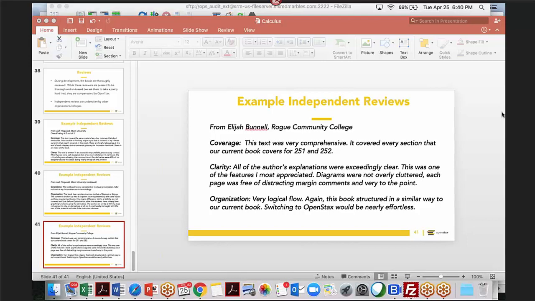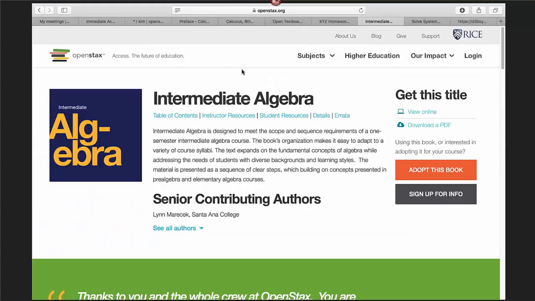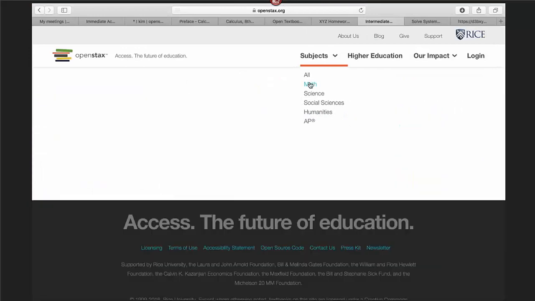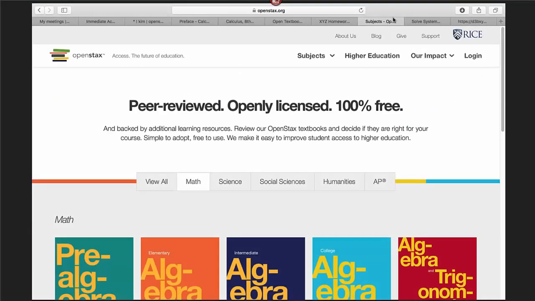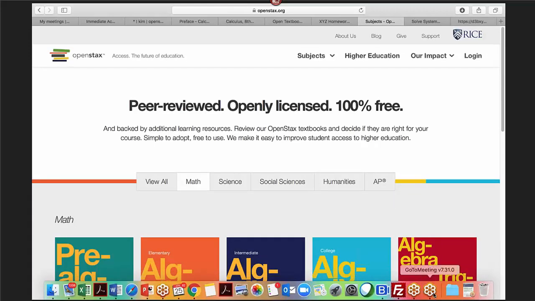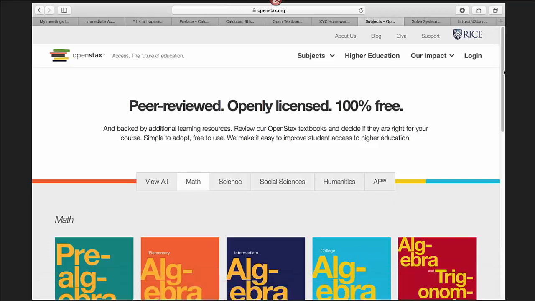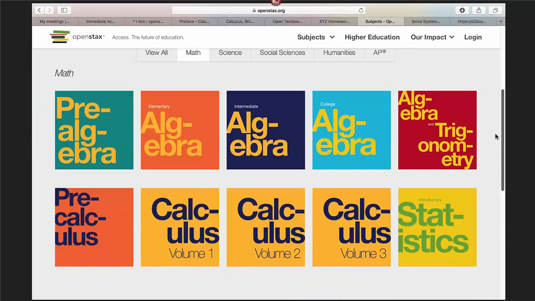Anthony, can you bring up that list, the OpenStax website, again? I just want to go over what schools in the area are using these books. That'd be great, yeah. So the pre-algebra book, the author at Santa Ana College, they are using the pre-algebra book in all the pre-algebra courses at Santa Ana College. Like you said, the elementary and intermediate books just published, but we're getting a lot of interest in those.